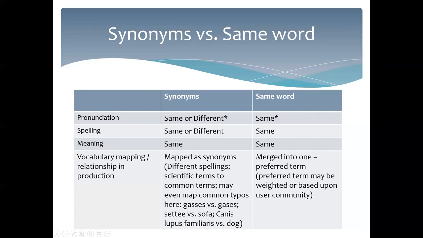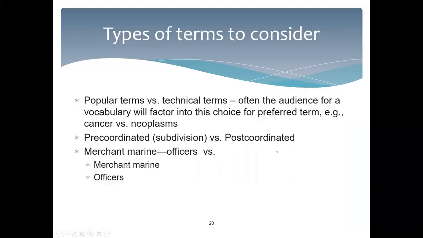So I might need to account for those synonyms a little bit differently and even account for the multiple parts of it. So I can merge them into one with that preferred term and then say, here's variations, or I can record them as synonyms. So you have some choices there too. So we've already talked about some of these, the popular term versus the technical term.